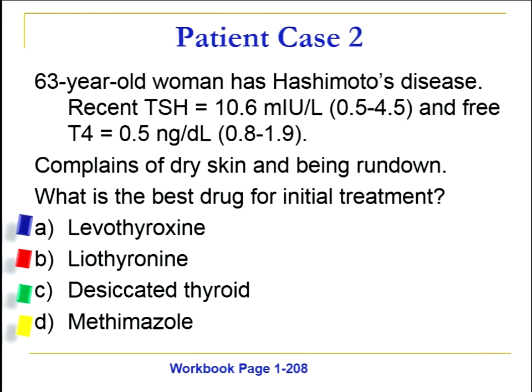So patient 2, we have a 63-year-old woman with a new diagnosis of Hashimoto's disease. TSH is elevated at 10.6. The free T4 is low at 0.5. She has dry skin and complains of being run down. What is the best initial therapy for this patient? Is it levothyroxine, liothyronine, desiccated thyroid, or methimazole? And if anybody answers D, you weren't paying attention to my previous slides. I couldn't come up with a better answer.